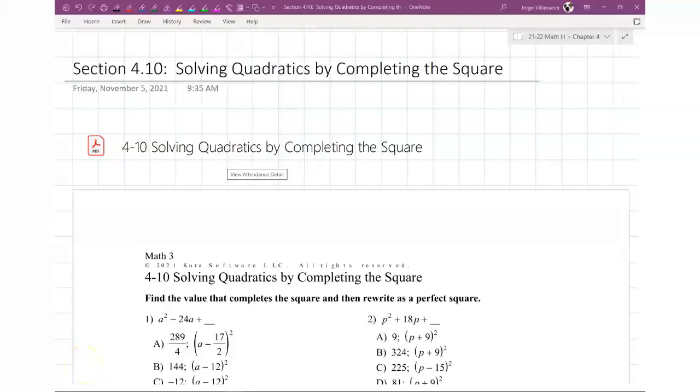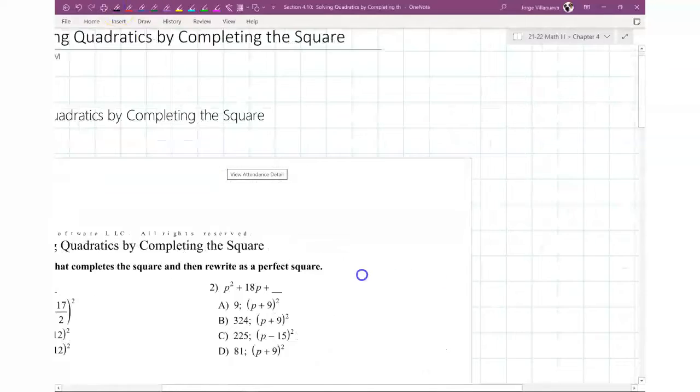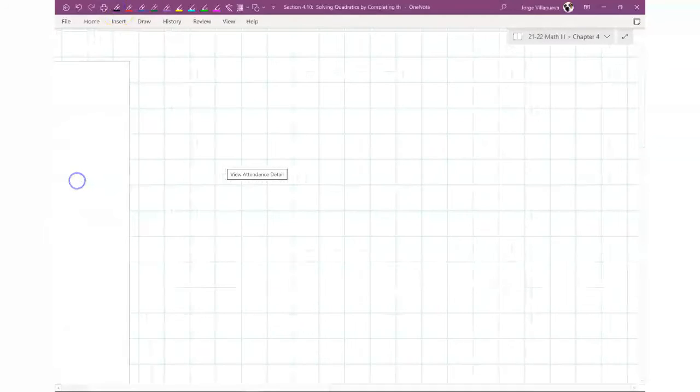All right, so section 4.10, solving quadratics by completing the square. Now, to complete the square, you have to do specific things, okay? At first, the instructions just tell us to find the number that completes the square, and then eventually they'll say, okay, solve. But let me write down what it is to complete the square.